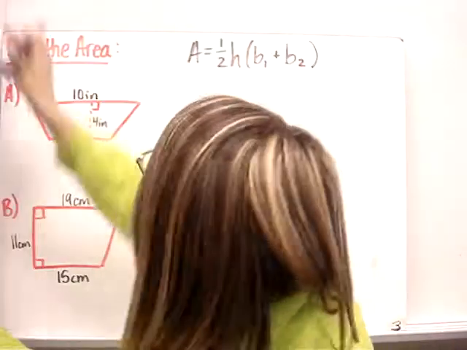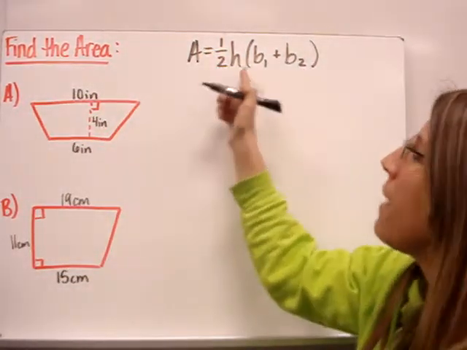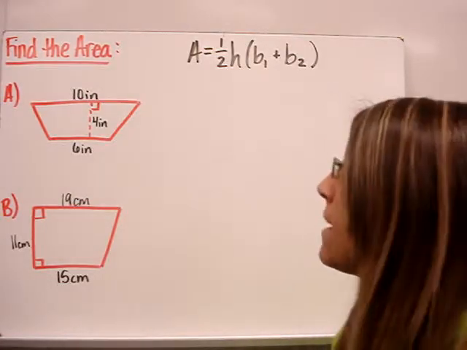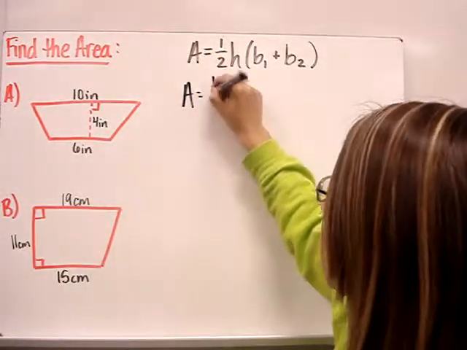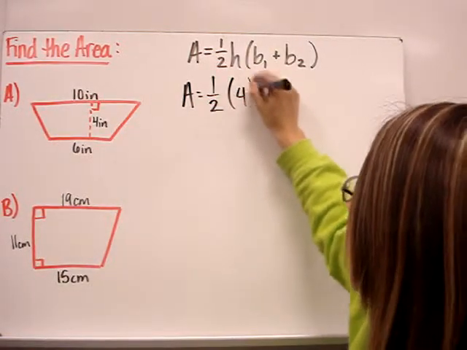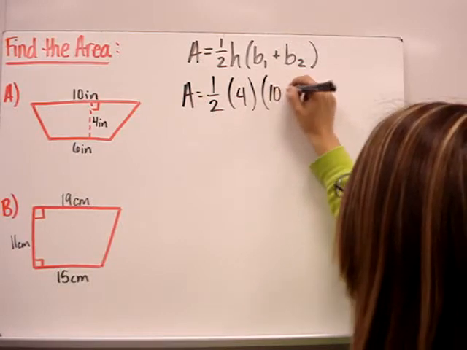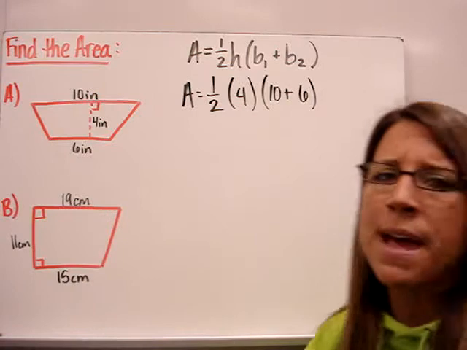So we're going to find the area of a couple trapezoids using the formula, 1/2 times the height times the sum of the bases. So I'm going to just go ahead and fill in what I know using what I have. The 1/2 is always 1/2. The height here is 4, and base 1 is 10, base 2 is 6. So what looked really scary is now very manageable.